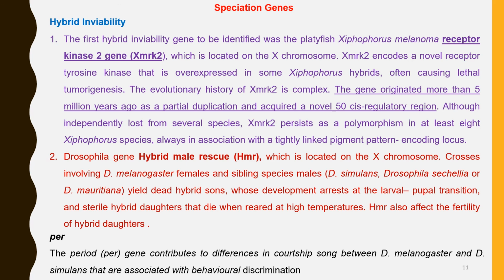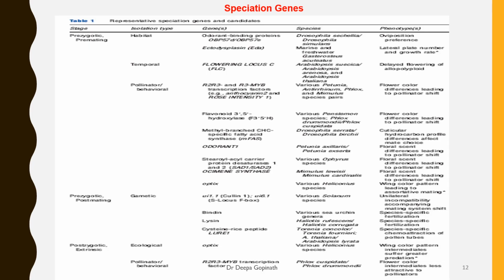The period gene that is seen in Drosophila contributes to the difference in courtship song between two species and is associated with behavioral discrimination. The table here represents certain speciation genes that are involved in prezygotic and postzygotic reproductive isolation mechanisms. Thank you.